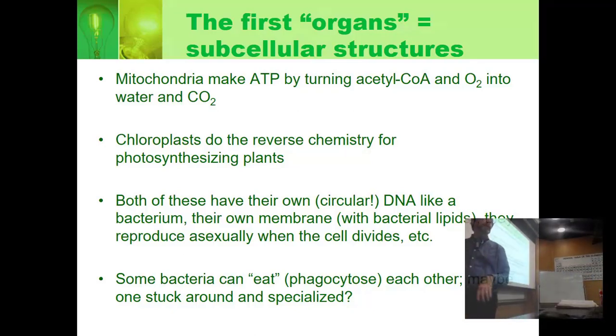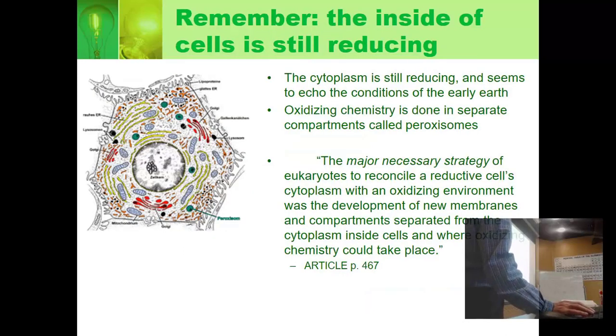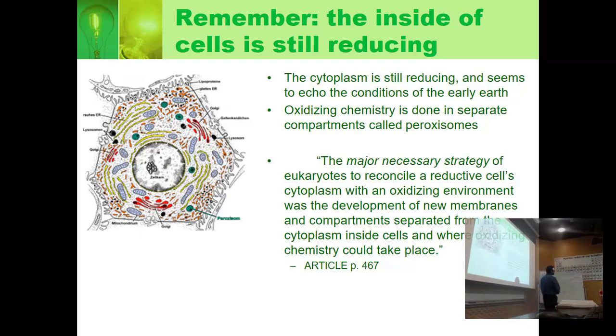Both of these have their own DNA, their own membrane, their own lipids. They even bud when the cell divides, like they're bacteria growing in the cytoplasm. And because we know that some bacteria, different unicellular organisms, can phagocytose each other, maybe one stuck around. Again, this is sort of a follow-up on the question that we talked about earlier. So the one thing to remember is that both the chloroplast and the mitochondria are oxygen-rich zones.